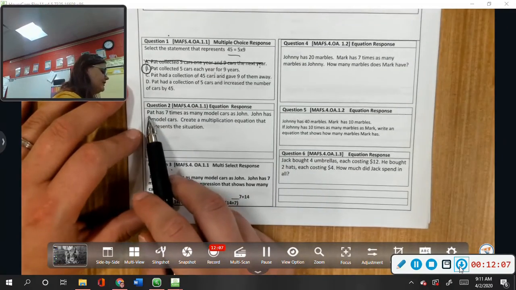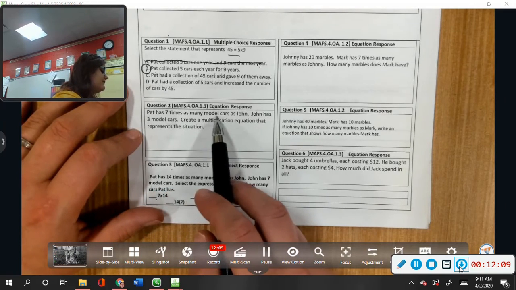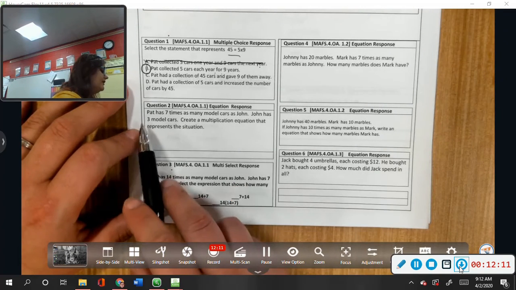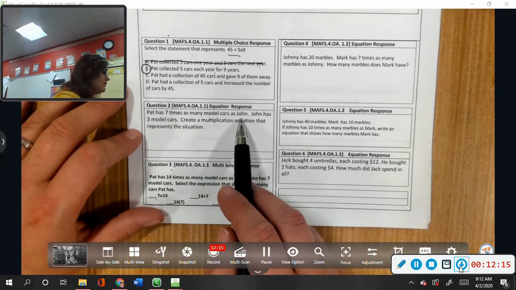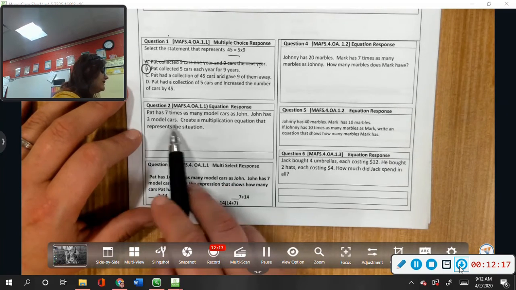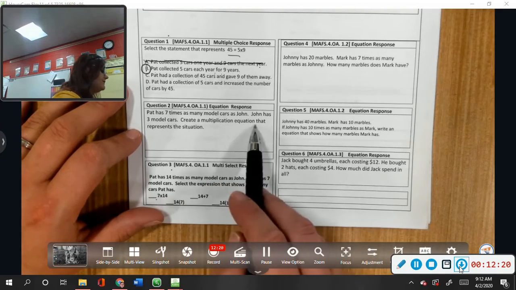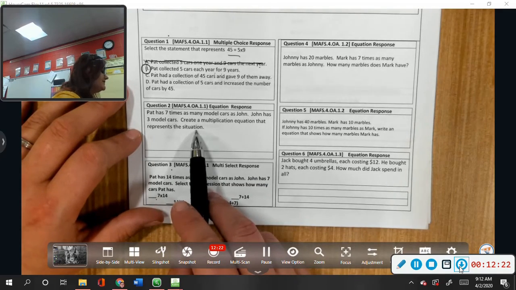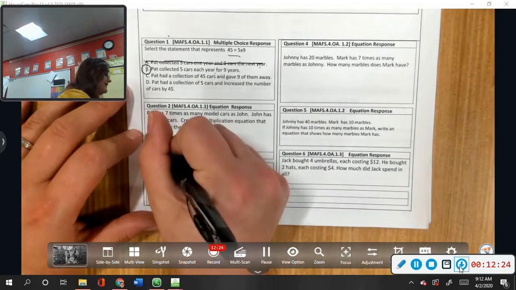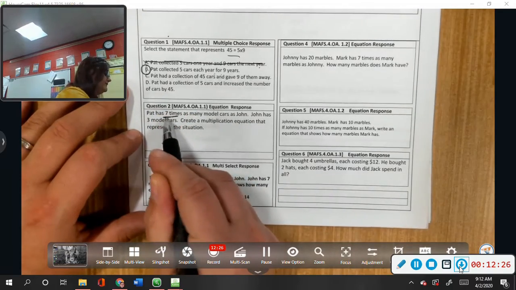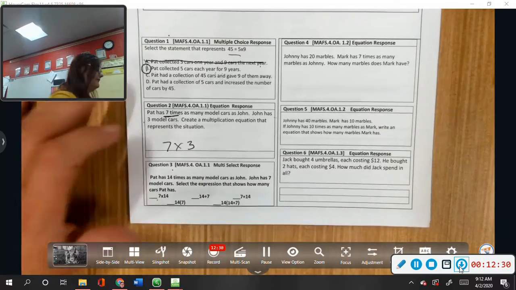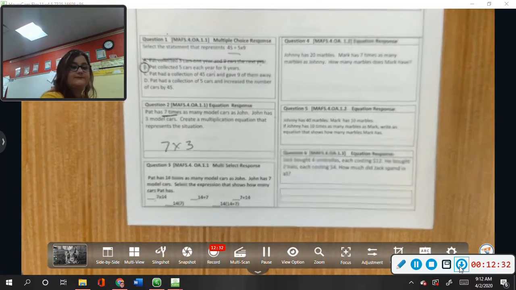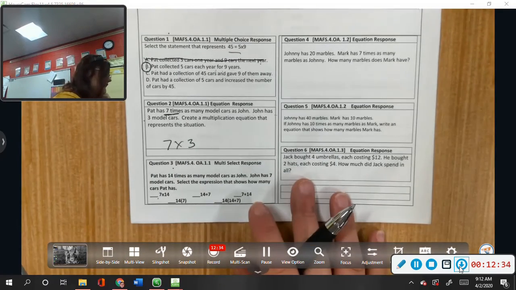Pat collected 5 cars each year for 9 years. Number 2, Pat has 7 times as many model cars as John. I'll read that again. Pat has 7 times as many model cars as John. John has 3 model cars. Create a multiplication equation that represents the situation. So we have 7 times, right? 7 times. And John has 3. Multiplication sentence. Easy peasy.